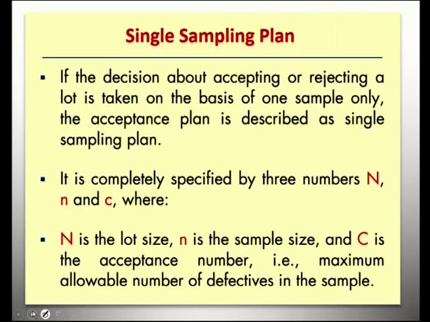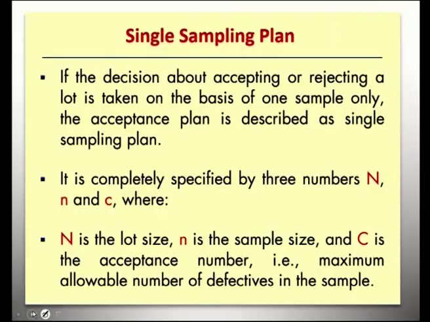What is this single sampling inspection plan about? If the decision about accepting or rejecting a lot is taken on the basis of only one sample, then the acceptance plan is described as a single sampling plan. It is completely specified by three numbers. What are the three numbers? Capital N, the lot size, small n, the sample size, and C, the acceptance number, that is, the maximum allowable number of defectives in the sample.